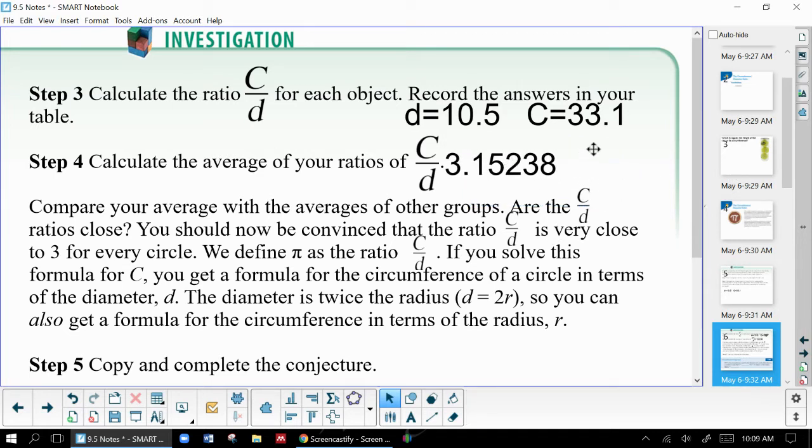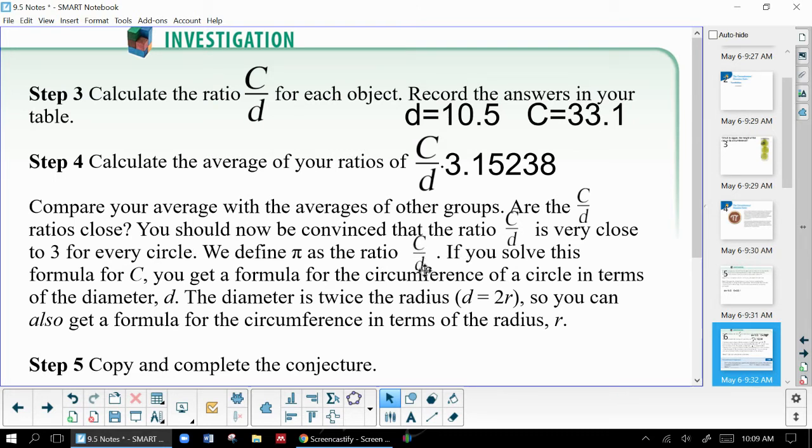Now, when you do this, and again, I would highly encourage you to do this, you should get a value that's very, very similar to that. And this value is called pi. It's very, very close to 3, just a little bit bigger than 3. And so that's what pi is. It's the ratio of the circumference to the diameter. And then we could have the equation pi equals circumference over diameter.